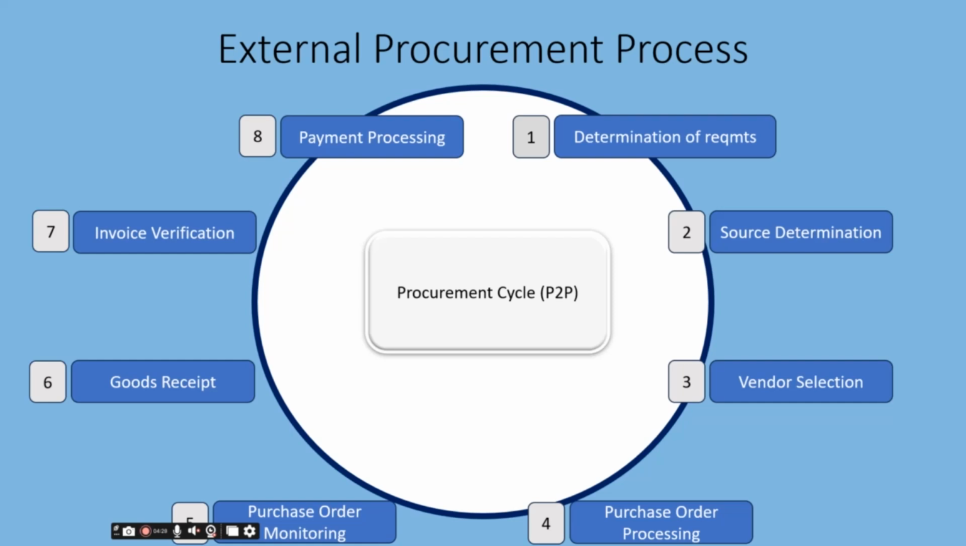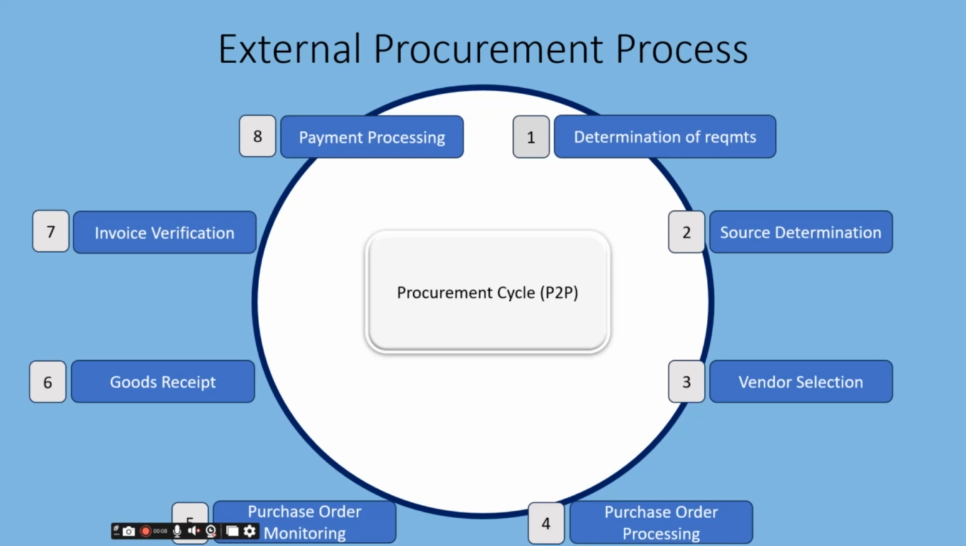When a company decides to purchase a material, first it will determine the requirements, what materials to be procured, and then it will determine from which source we can procure the material. The company will create a tender and send it across various vendors and receive quotations from the vendors. With the help of the quotations, the company will decide with which vendor we can have an agreement for the procurement of material.